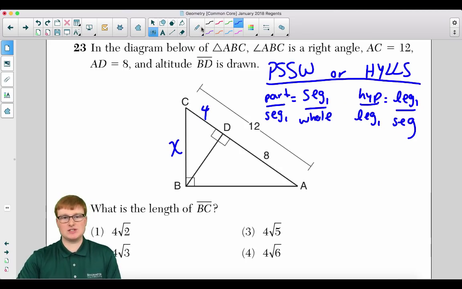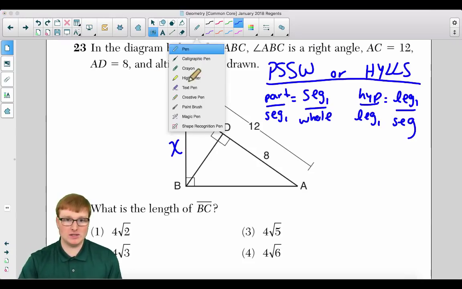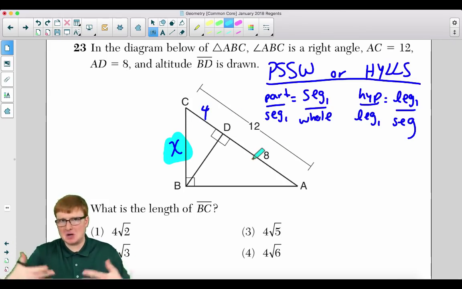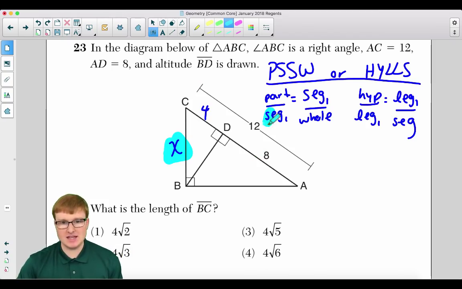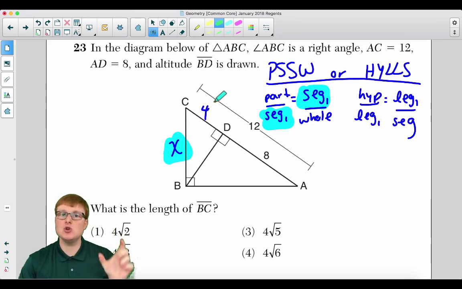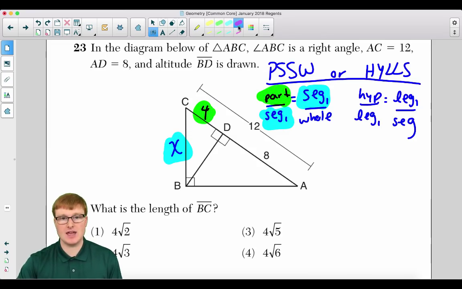Well, if you're using part over segment equals segment over whole, the segment is what is by itself in the lonesome corner of the triangle. Well, what's by itself in the lonesome vicinity of the triangle? It's X. The 4 and the 8 are next to each other, so they're partners, okay? The segment is your X. Now, your part is the segment closest to the segment that's by itself. So this is your part. And your whole, of course, is the whole length of 12.